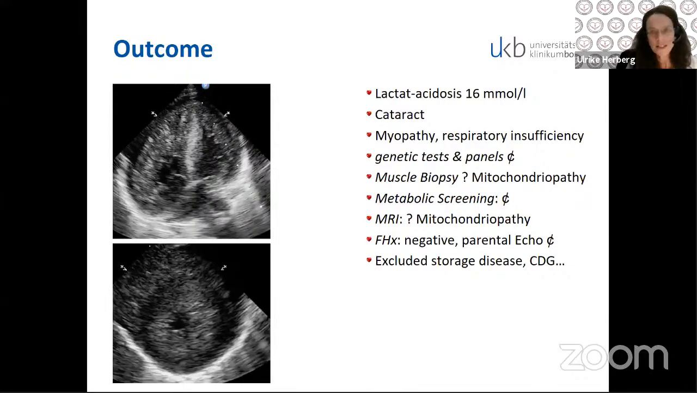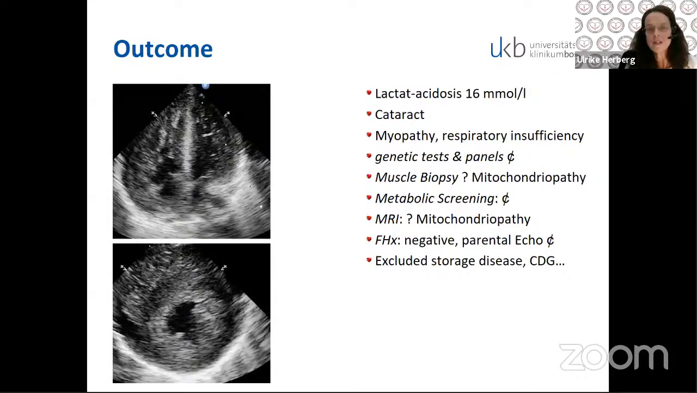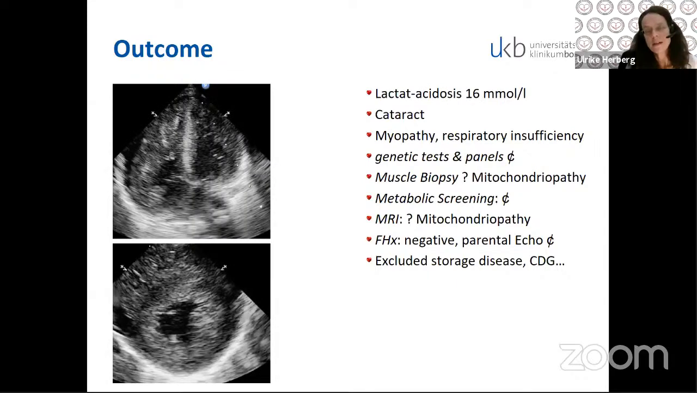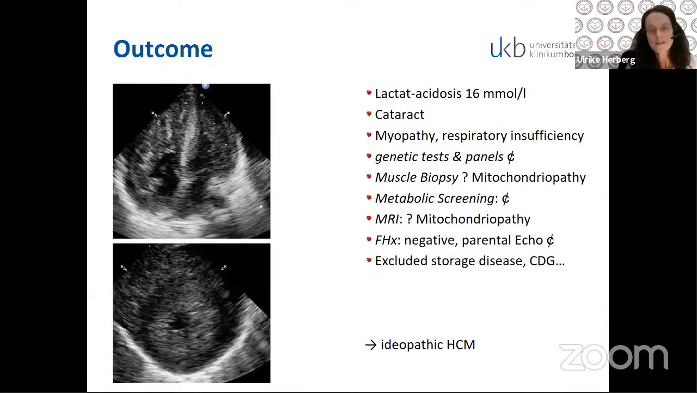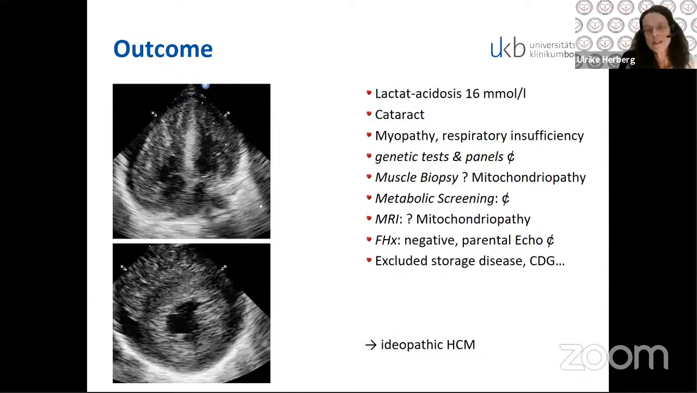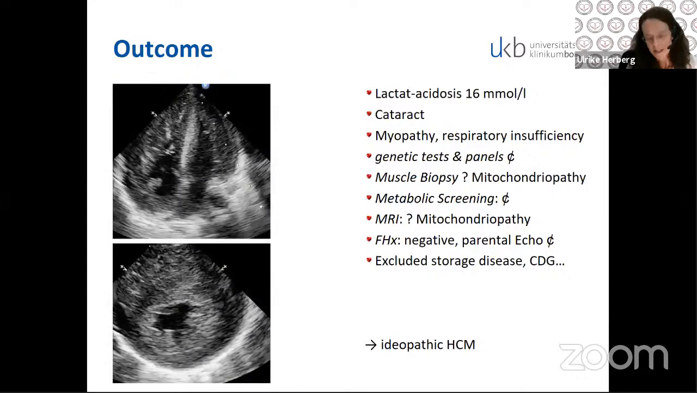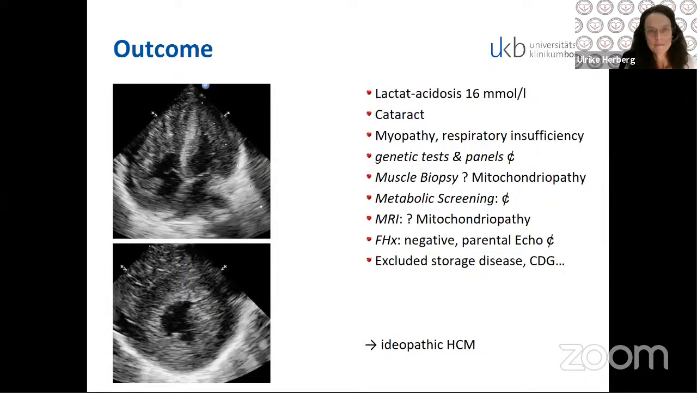And all genetic tests, panels, muscle biopsies, metabolic screening, MRI, family history were negative. So there could be mitochondriopathy, but this was not proven. So in this case, we had idiopathic hypertrophic cardiomyopathy, and this child died after 8 weeks of intensive care therapy.